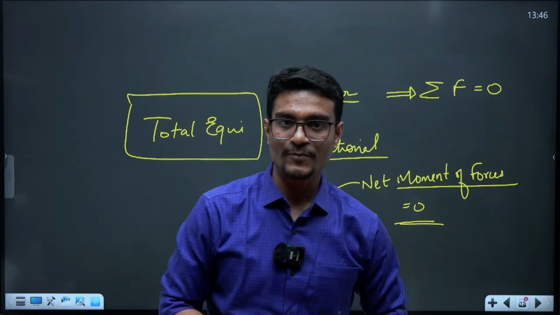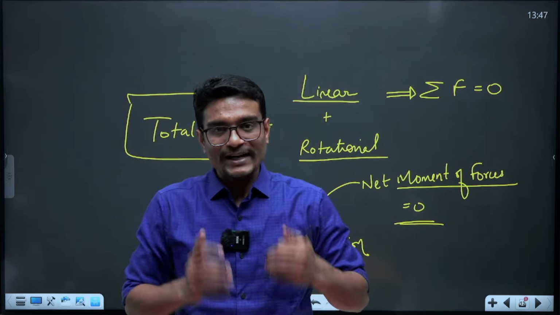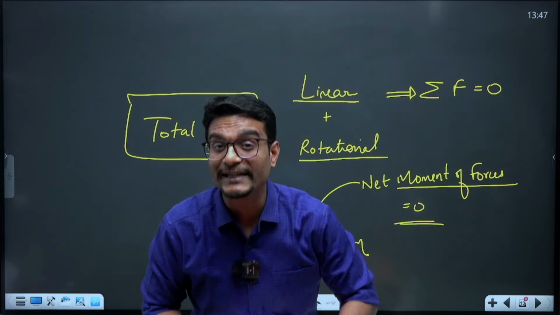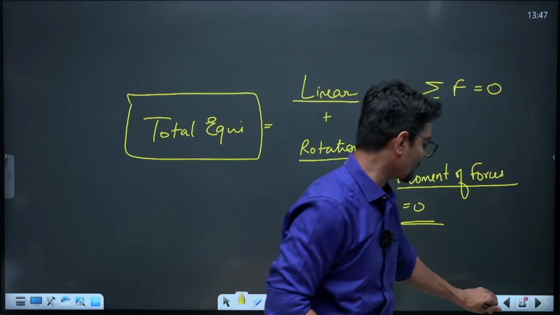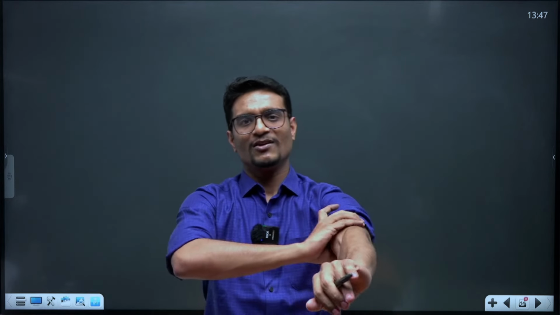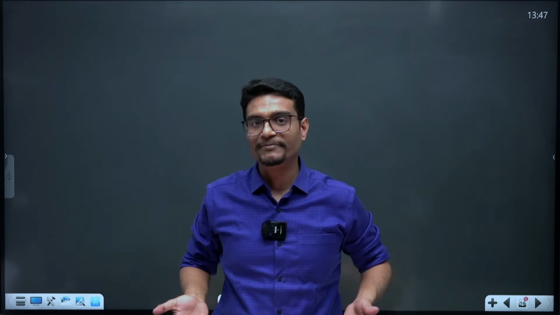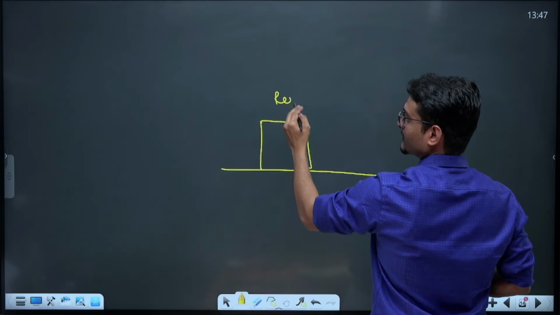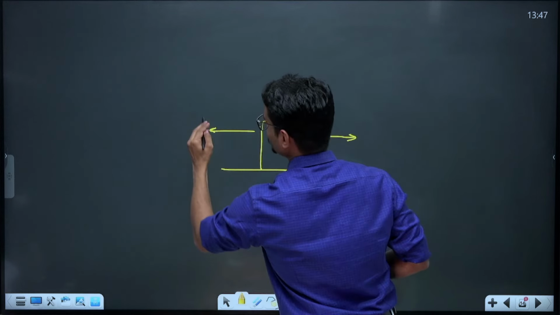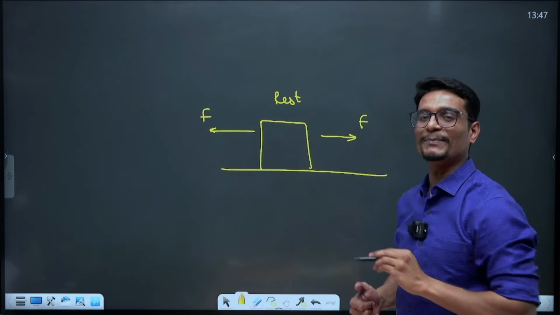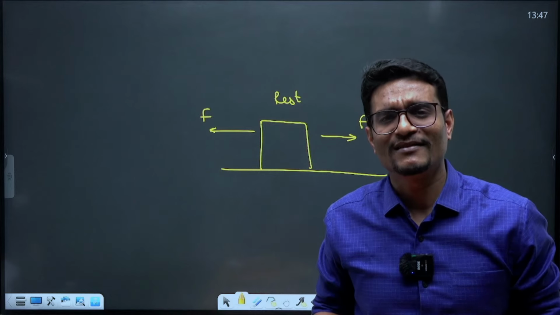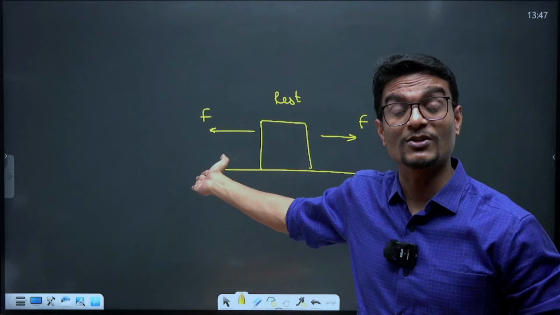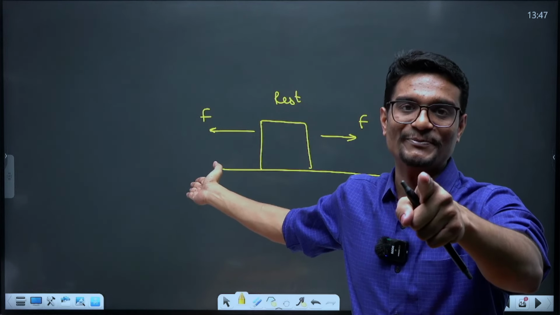I hope you got this point. And what happens when the body is in equilibrium? It remains in the same state. So there are two types of equilibrium. One is static equilibrium. Static means there is a body at rest, and there are two equal and opposite forces or two equal and opposite moments. What will happen? If it is at rest, it will remain at rest. This is static equilibrium.